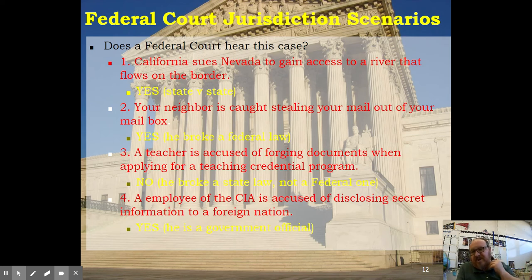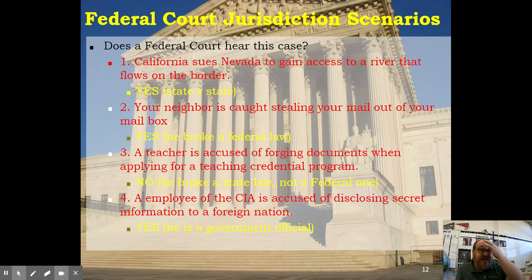Why is that a federal law? Because mail is controlled and maintained by the federal government. United States Postal Service, USPS, people driving around in those cool little white Jeeps with the stripes on them. The post office, that's a federal agency, so it's a federal law to tamper with somebody's mail. A teacher being accused of forging documents when applying for a teaching credential. No, that's a state law, not a federal one. Federal courts don't hear that.